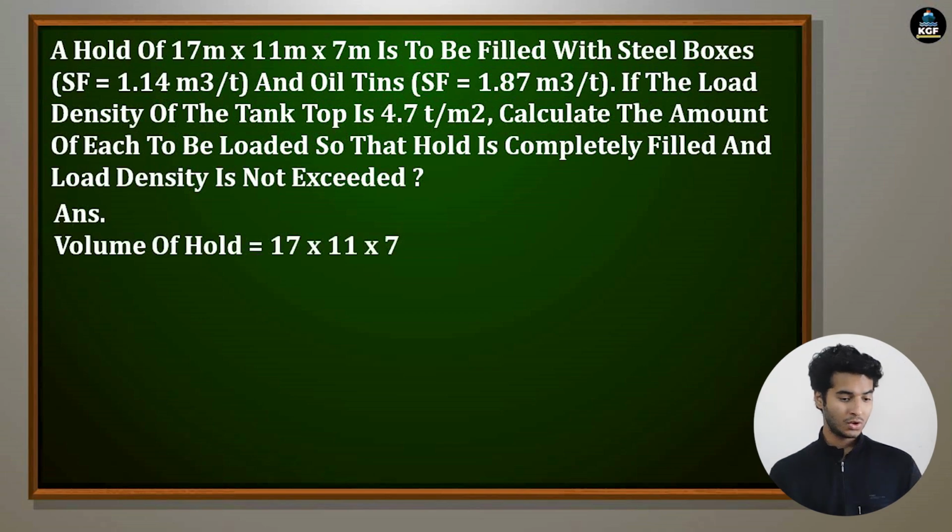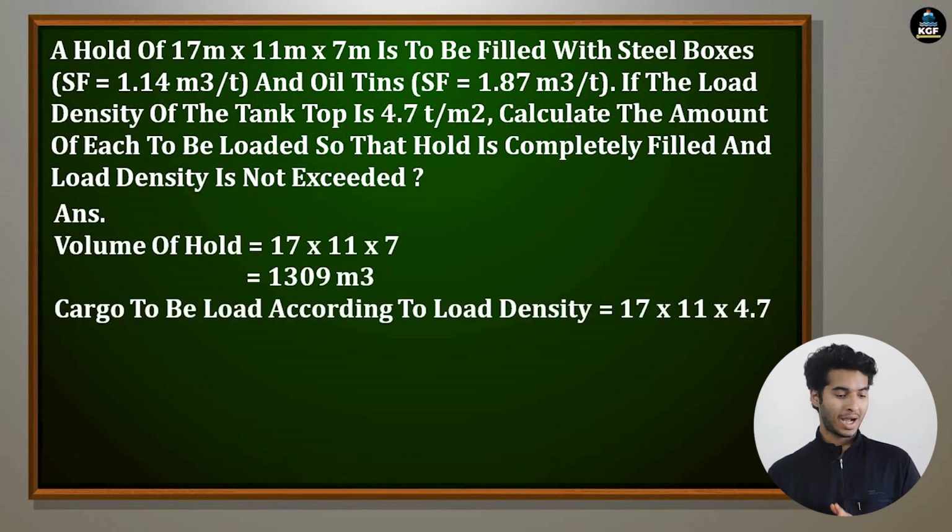Okay. So first we will find the volume of the hold, that is 17 multiplied by 11 multiplied by 7, which is equal to 1309 meter cubed. So cargo to be loaded according to the load density will be 17 multiplied by 11 multiplied by 4.7. So whenever we have to find how much cargo we can load according to the load density, we have to multiply the load density of that tank top with the area of that hold. So we will get 878.9 tons; in total we can load 878.9 tons.